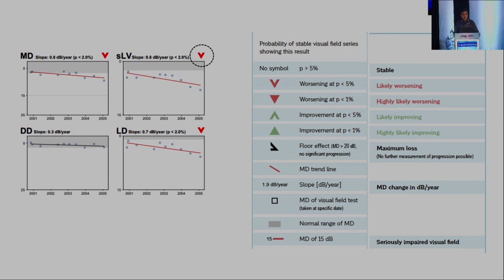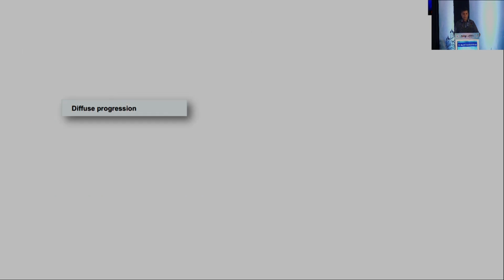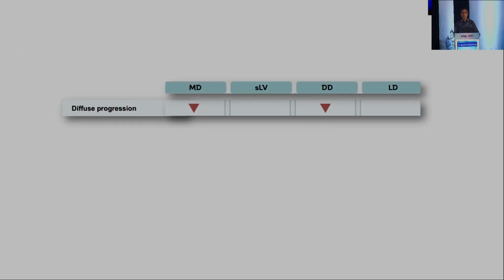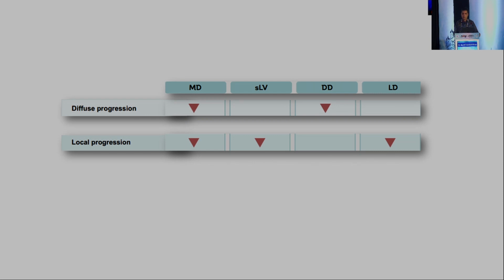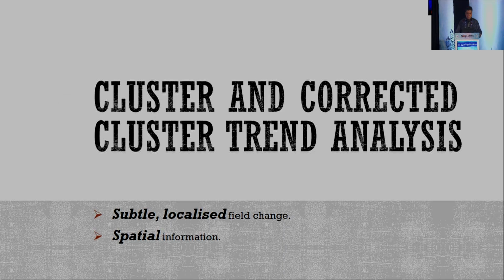Now, depending on the indices worsening, you can make a distinction between local and diffuse progression. For example, if it's a diffuse progression, you will have a change in the MD and the DD trend lines. The local progression will have a change in everything except the diffuse defect. And with diffuse and local, you will have both. Now, you also have the cluster and the corrected cluster trend analysis. This is helpful for detecting subtle localized field change, and unlike the trend lines, it starts giving you spatial information of where this is happening.